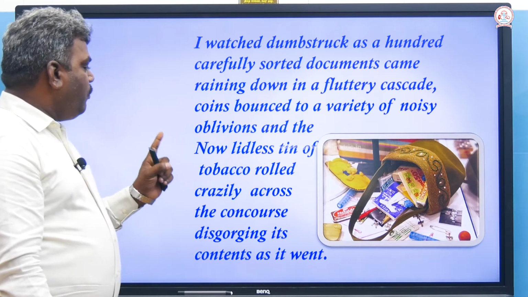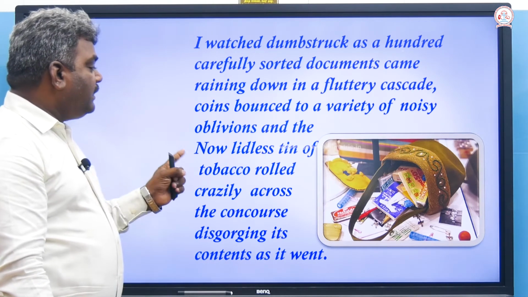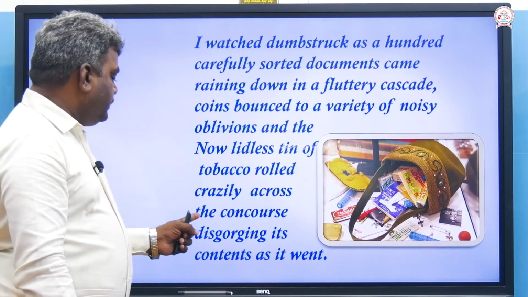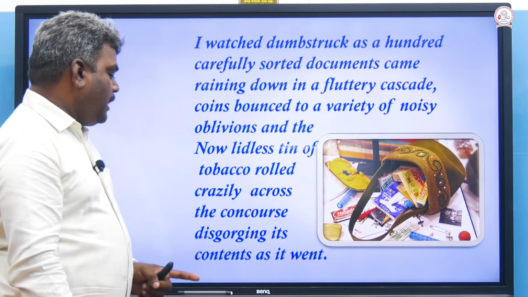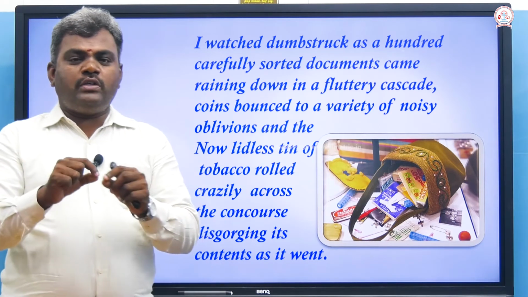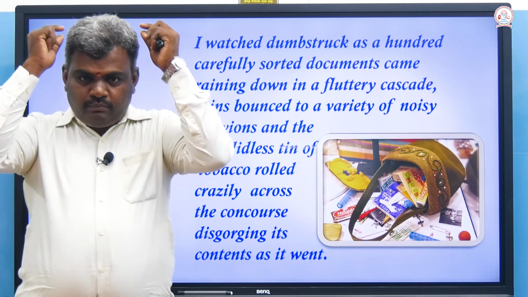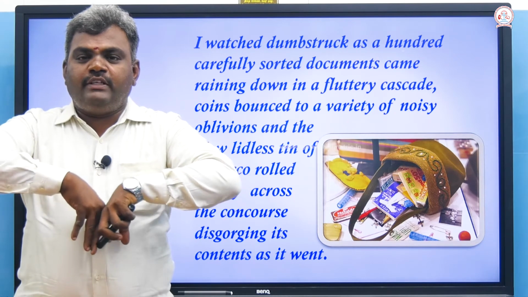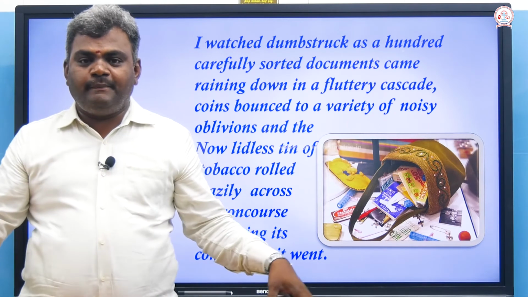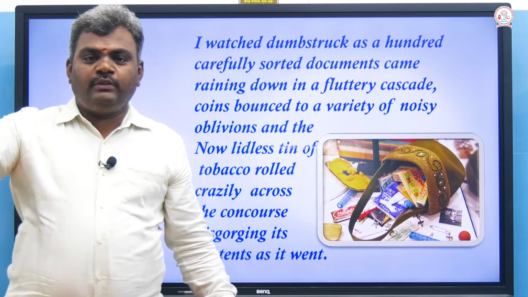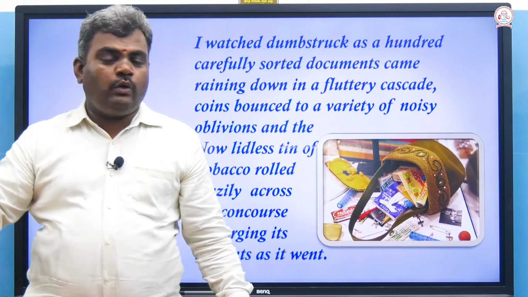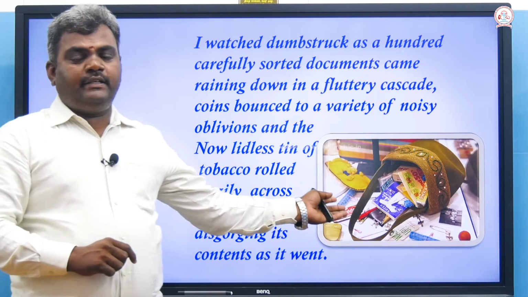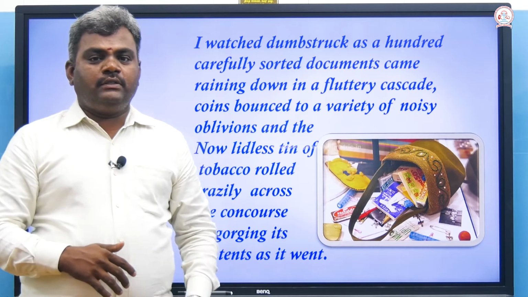A variety of noisy oblivions, and now a lidless tin of tobacco rolled crazily across the concourse, disgorging its contents as it went. The tobacco is like a small thread, just like a thick hair. So when the tobacco went to the floor, it spread over the place which was covered with the things. The people who were there were looking at them, wondering what's happening there. I have taken only examples, but I was not able to find the correct picture for this.